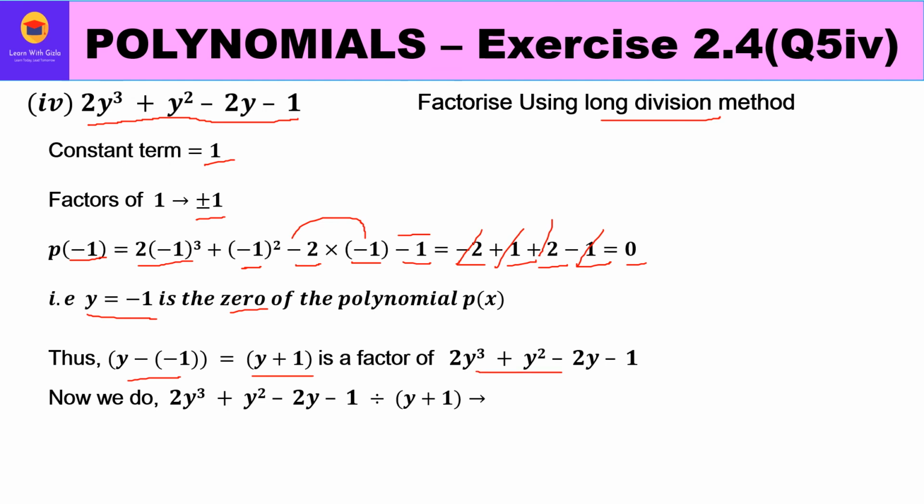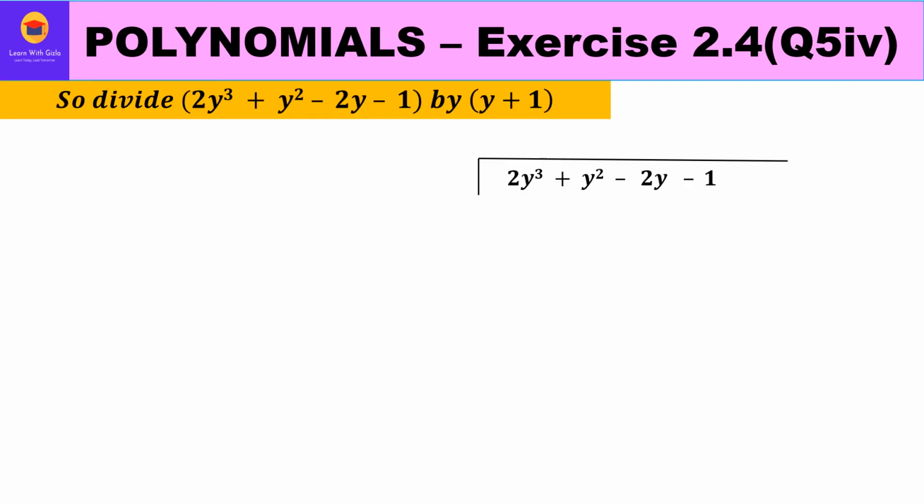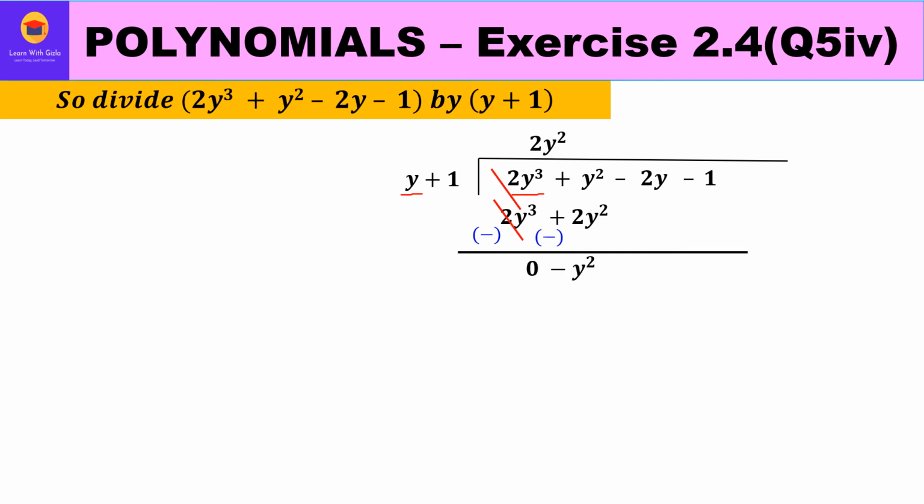Now we shall start with the long division process. So now the dividend will come inside the bracket and the divisor will go outside. Now you have to think of a number which should be multiplied to y to get 2y cube. So that number is 2y square. Now find the product of 2y square and y plus 1. You will get 2y cube plus 2y square. Now you will change the signs, right? And plus 2y cube and minus 2y cube will cancel.